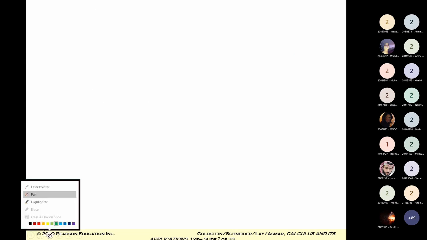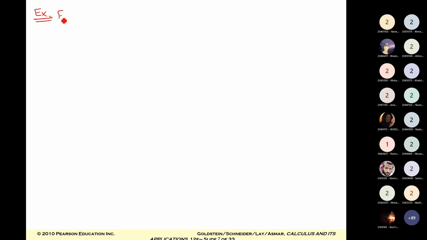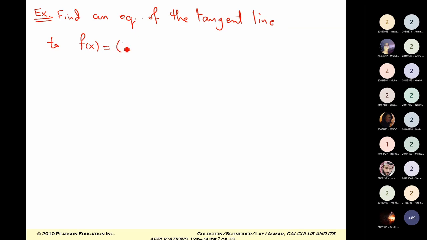Okay, also we can ask you about the tangent line. For example, find an equation of the tangent line to f of x equal 3x plus 1 multiplied by x plus 2 all squared, at, for example, x equal negative 1. Okay, now the solution.